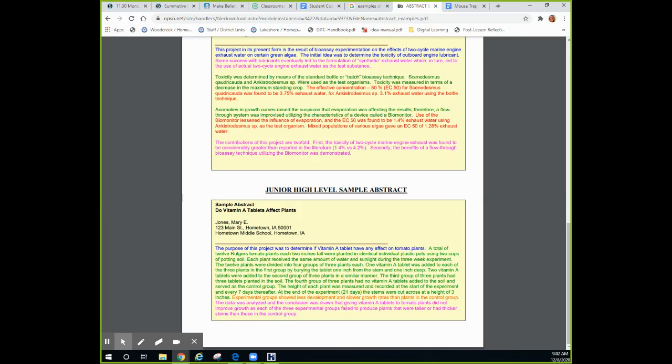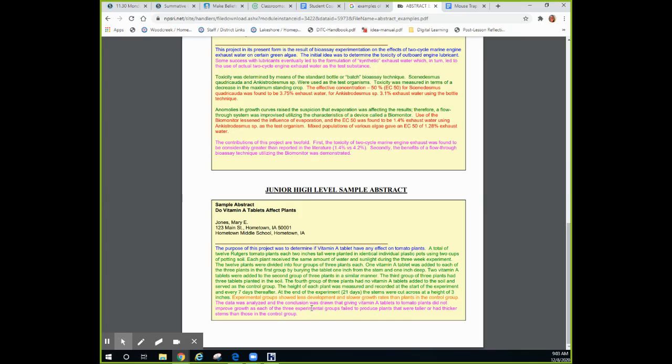Now you analyze. My car went 12 meters, her car went 9 meters. Now analyze that. By using a longer dowel rod than Miss Gable's, the data supports that a longer dowel rod increases the distance that my car traveled. You'd say something like that. Their conclusion is the data analyzed and the conclusion is drawn that giving a vitamin A tablet to tomato plants did not improve the growth because each of these three experimental groups failed to produce plants.